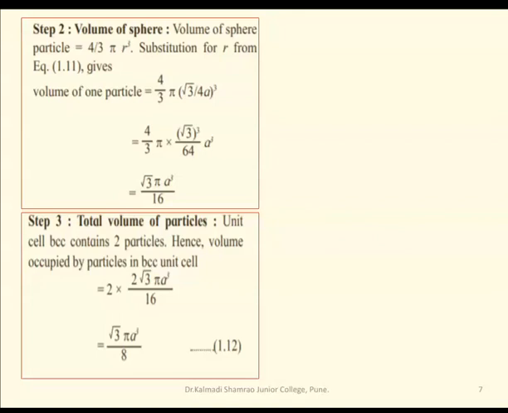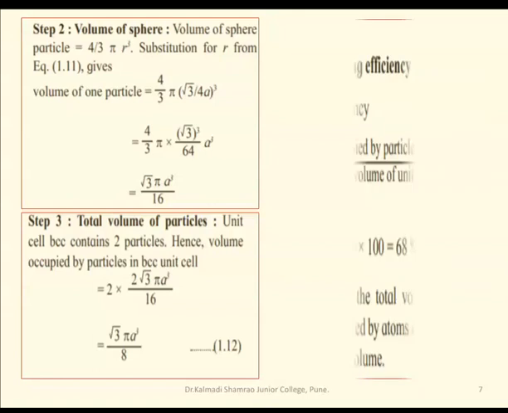The third step is to calculate the total volume of particles. Unit cell BCC contains 2 particles. Hence, the volume occupied by particles in BCC unit cell is equal to twice the volume of sphere. So that is twice root 3 pi a cube divided by 16. Solving the ratio, we get total volume of particles is equal to root 3 pi a cube divided by 8. Let this be equation 1.12.